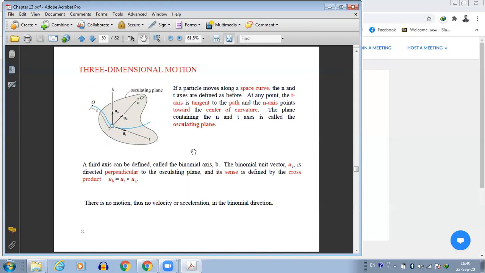So these are the 2 axes, but there has to be a third axis as well. What do we call that third axis? We call it the binormal axis. It's written here, this is the binormal direction. So un is perpendicular to ut, but ub is perpendicular to both un and ut. Anyways, there aren't really many problems where we have to solve in the binormal direction.